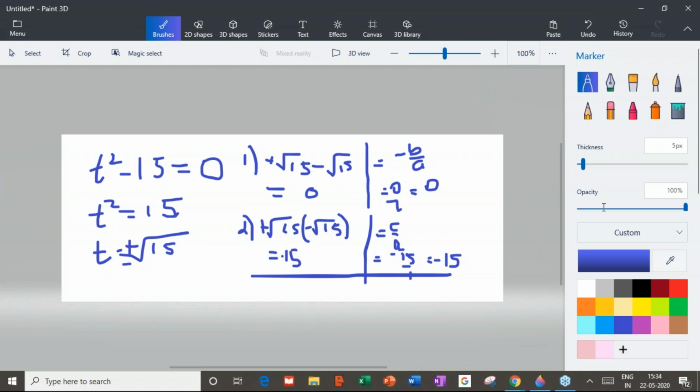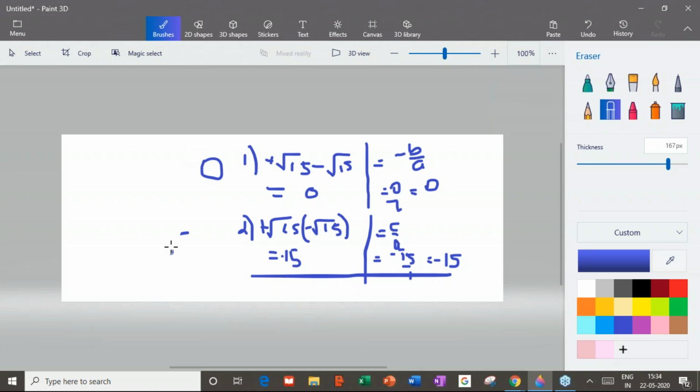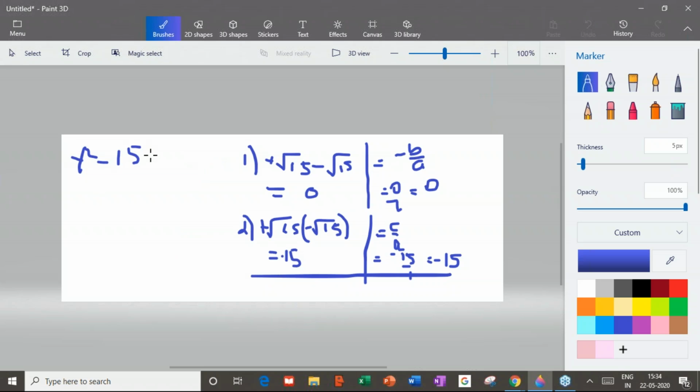Why are we taking two different signs? Because yes, here you can use the identity of a plus b. Okay, so yeah, thank you. Yeah, I think I can explain it to them using this. So what does it say? t square minus 15 is equal to 0. I think for those of you asking how did I get plus minus, this will help you. So it can also be written as a square minus b square, right? This is nothing but a square minus b square, or t square minus root 15 square.